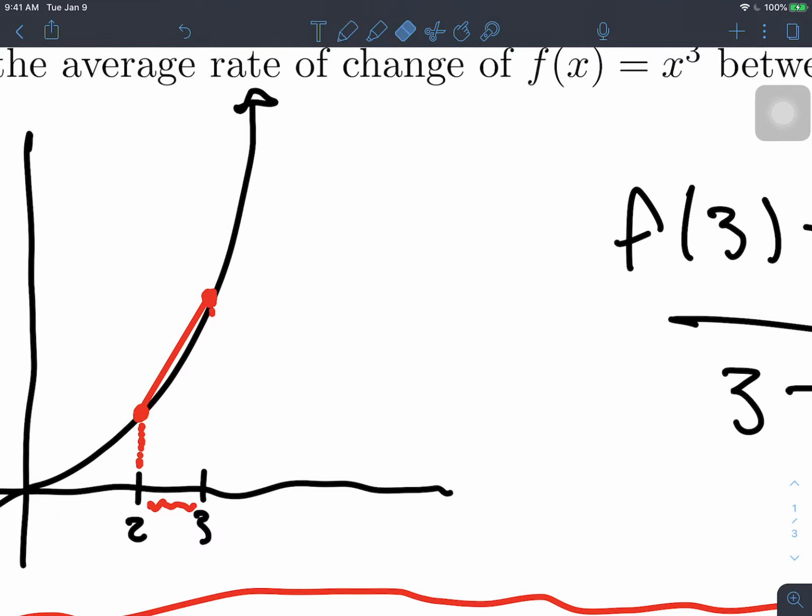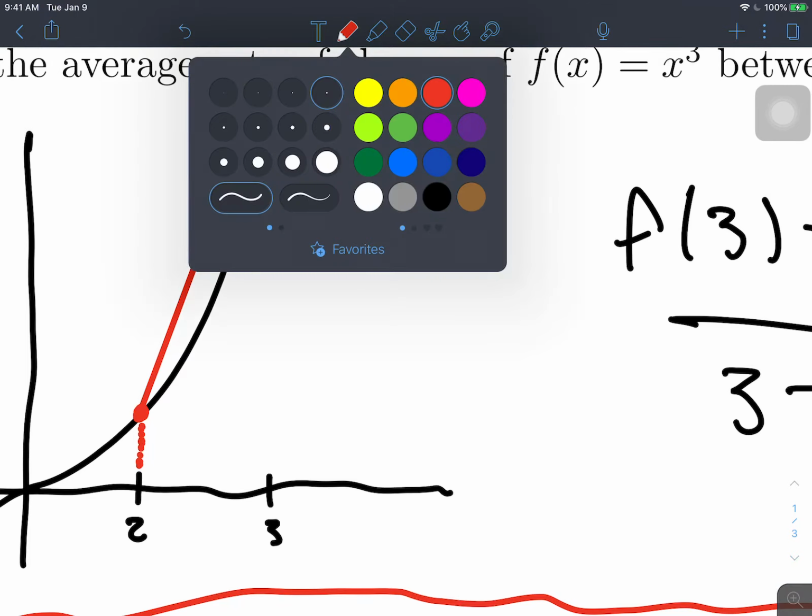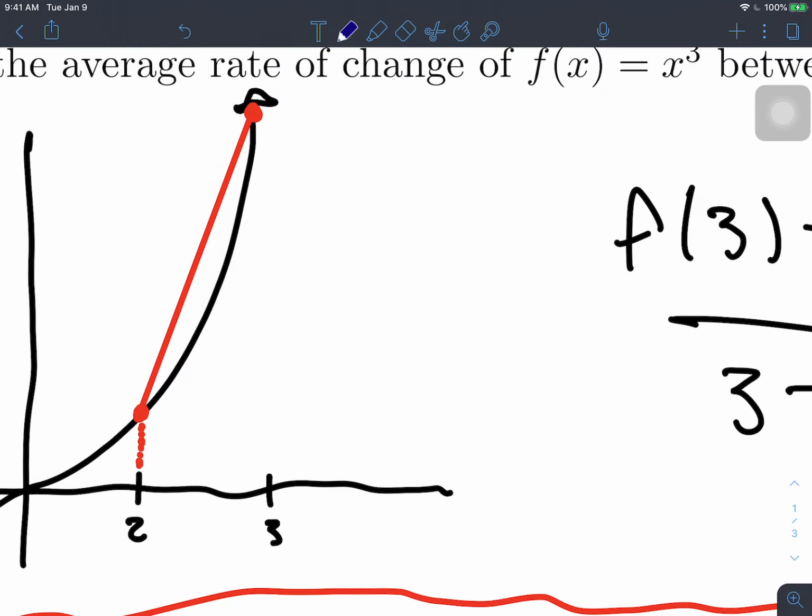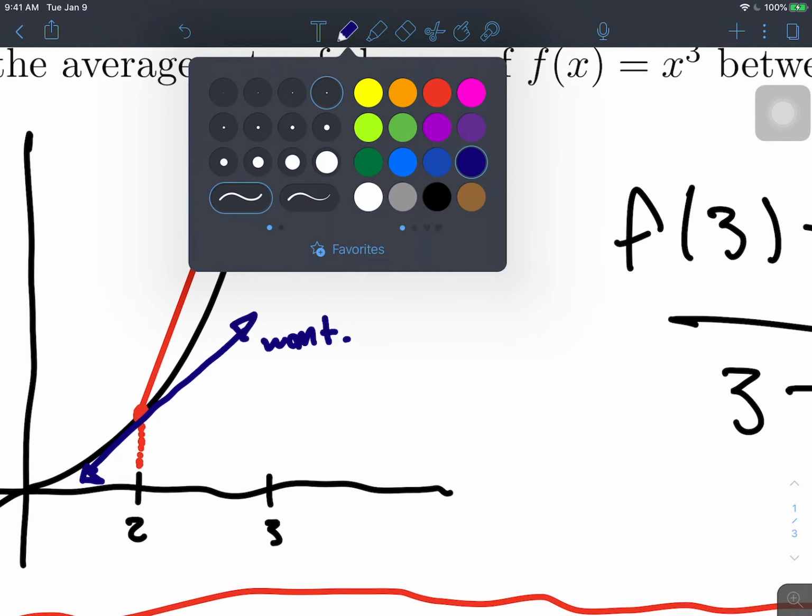I'm going to give myself a little bit more space here. You're just going to have to imagine that 3 is all the way over here. So what we did in our original problem was compute the slope of this line right here. We want to know the slope right at this point right here. This is what we want. We tried just using a equals b, and that didn't work. So now we're going to try something else.